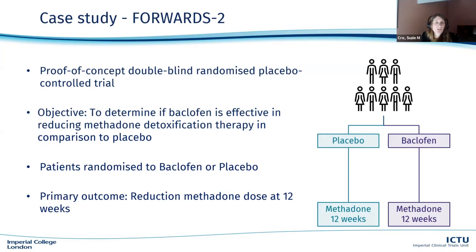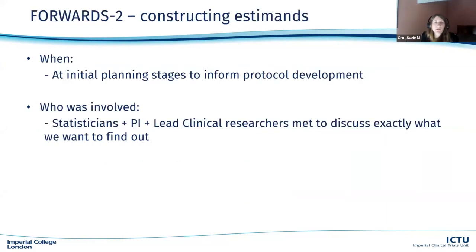So the results of Forwards 2 are therefore going to be of interest to payers and investigators who may support a larger definitive trial, and also prescribers and patients. So when did we construct estimands for Forwards? Well, we first sat down to think about estimands at the initial planning stages to inform the protocol development.